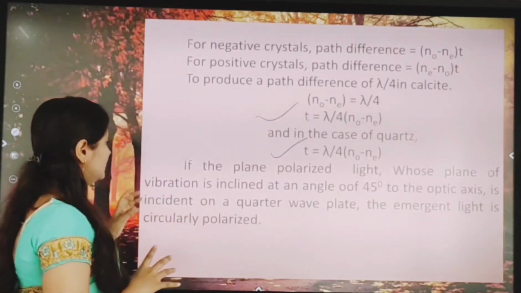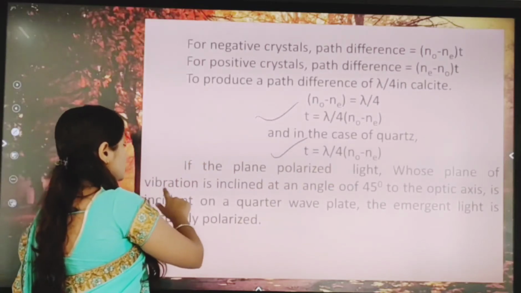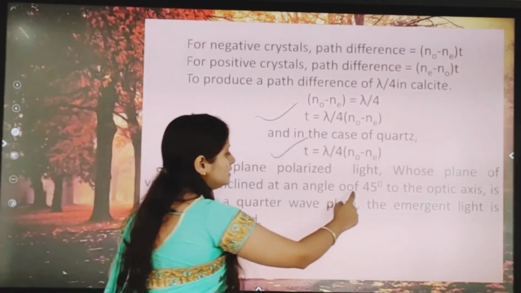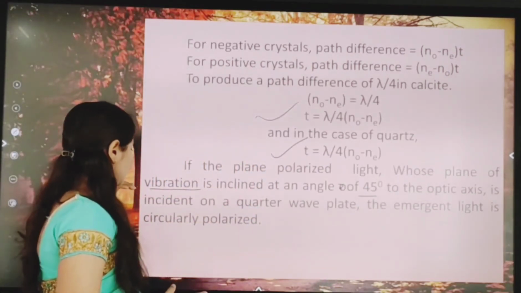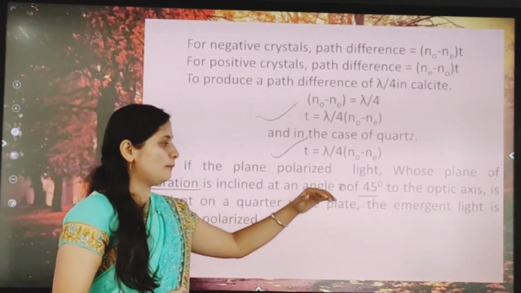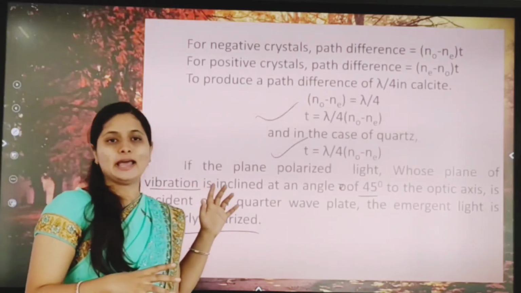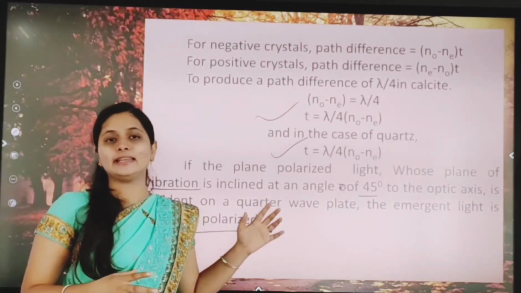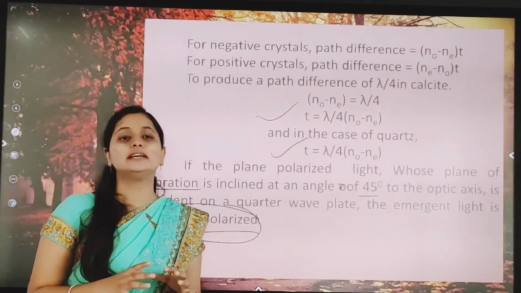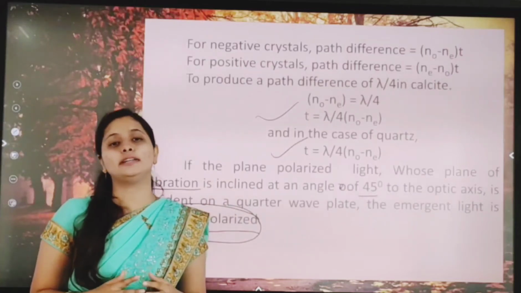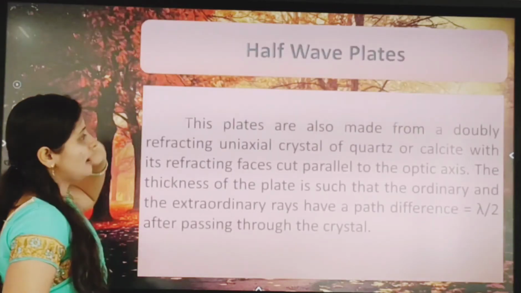So we can conclude, if plane polarized light whose plane of vibration is inclined at an angle of 45 degree to the optic axis is incident on a quarter wave plate, the emergent light is circularly polarized. So whatever light we get at the end will be circularly polarized. Okay. So this is the explanation of the quarter wave plate. Next, we'll move to the half wave plate.